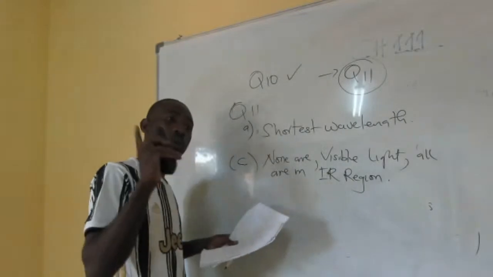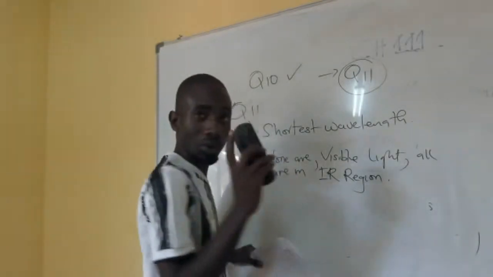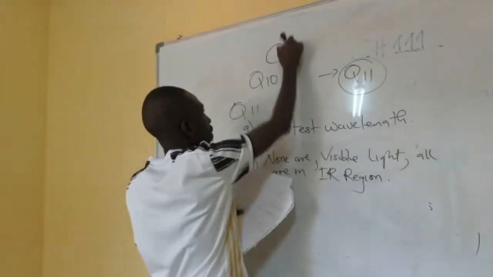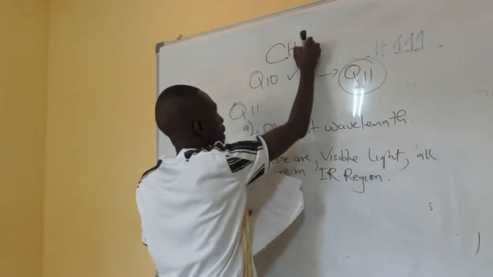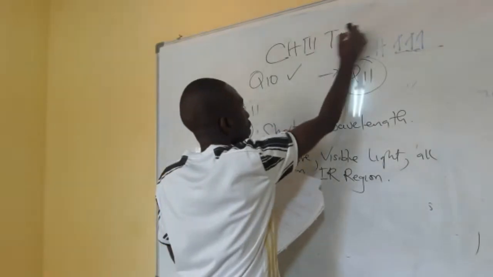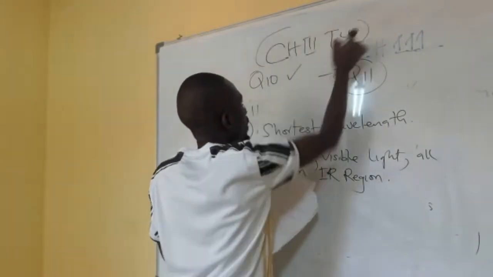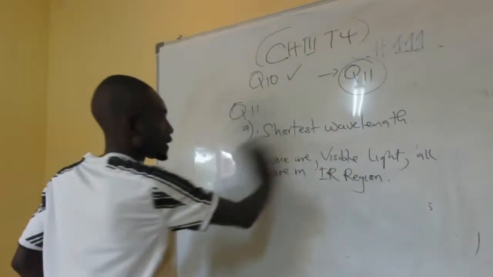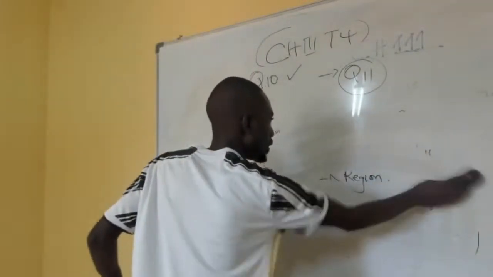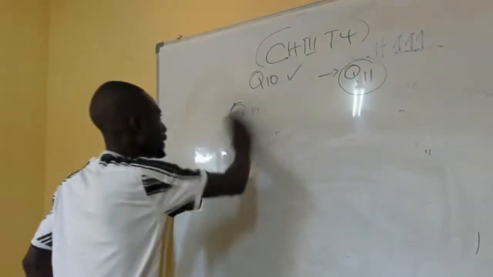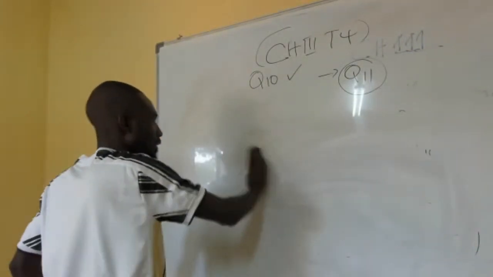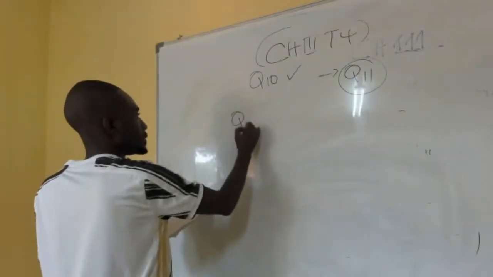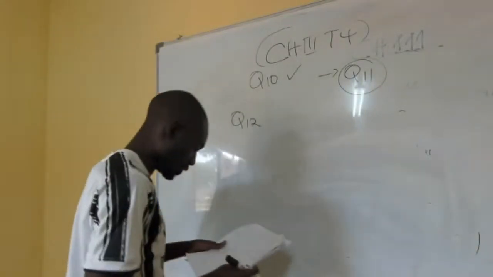We're now going to question 12. We are in tutorial sheet CH11T4, tutorial sheet 4. That's what we are looking at. So we can erase now. We look at question 12.